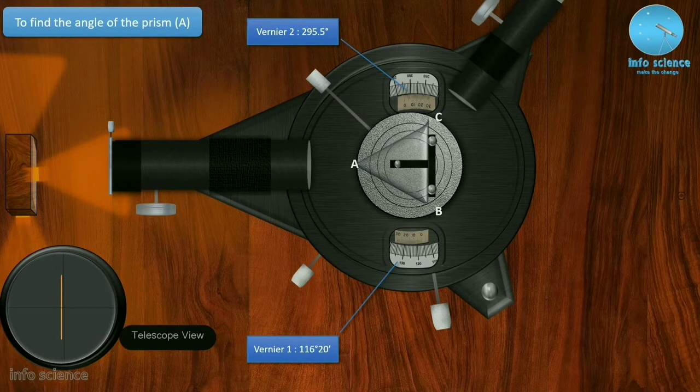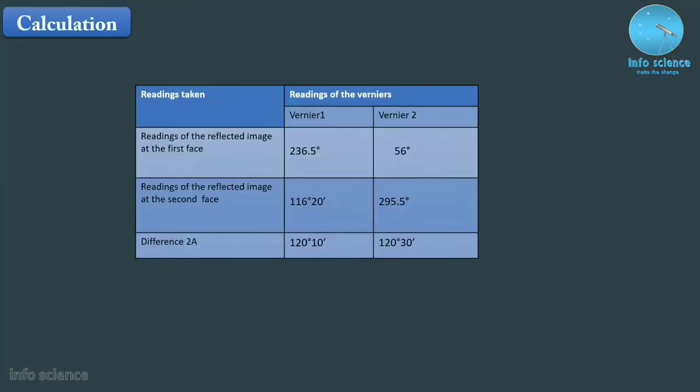To find the angle of the prism, now we have the calculation. So here we have noted all the values on the tabular column. Reading of the reflected image at the first phase, vernier 1 reading equals 236.5 degree and vernier 2 equals 56 degree. And for the reading of the reflected image at the second phase, we have got vernier 1 as 116 degree 20 minute and vernier 2 as 295.5 degree.